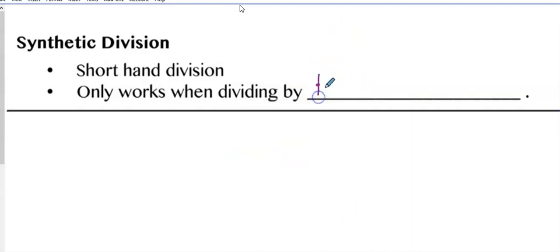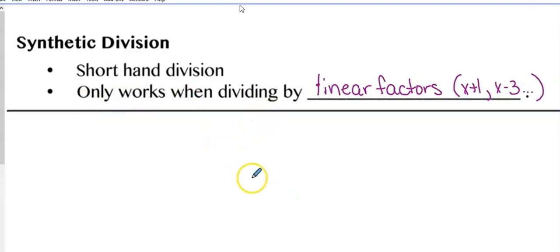linear factors. Now we learned what linear means. It means that it's x to the first power. So something like x plus 1, you could use it for that. X minus 3, and so on. So if it's just an x and then a constant, we can use synthetic division. It makes it really nice.